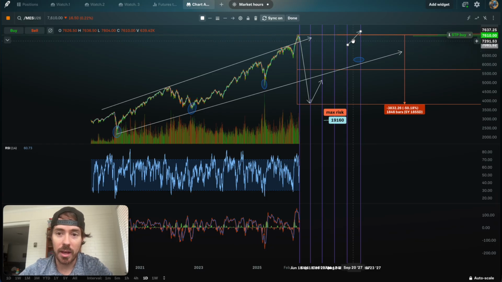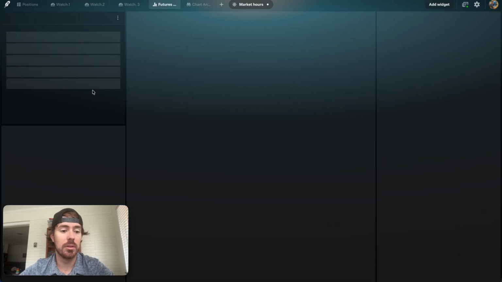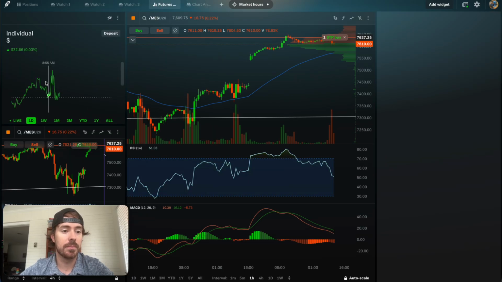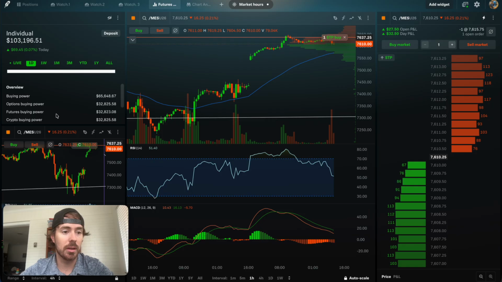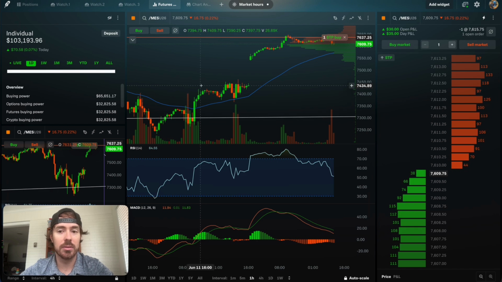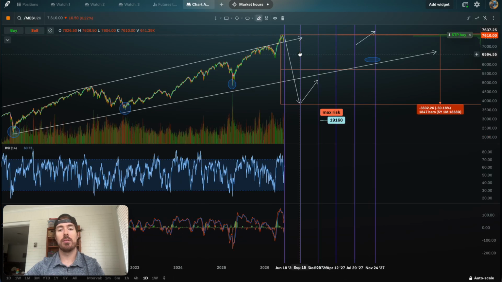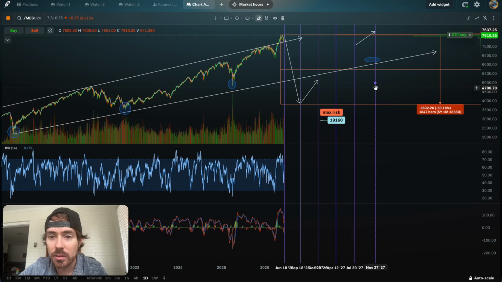So how do you use that in sizing a contract? You're going to look at your buying power. So if I go to futures real quick and scroll down, futures buying power, 32,000 is what mine currently is. Okay, I would take that number and divide it in half. So you're looking at 16,000. Let's erase all this because it looks ridiculous.